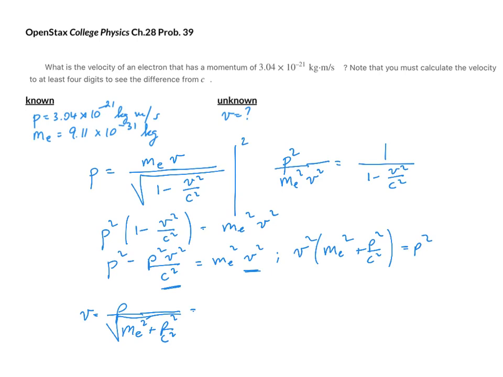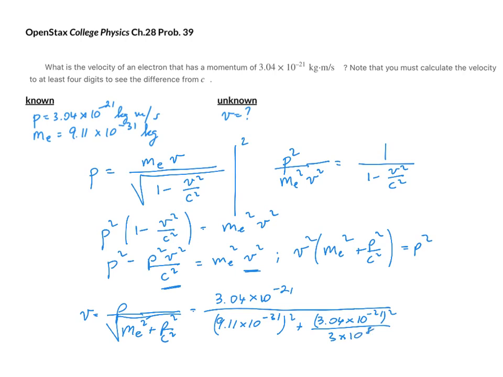Let's plug in our numbers. So momentum is 3.04 times 10 to the negative 21 kilogram meters per second divided by the square root of 9.11 times 10 to the negative 31 kilograms, quantity squared, plus momentum squared, that is 3.04 times 10 to the negative 21, I have to square that, divided by the speed of light, which is about 3 times 10 to the 8th, squared. And then we have to just take the square root of this entire thing on the bottom here.